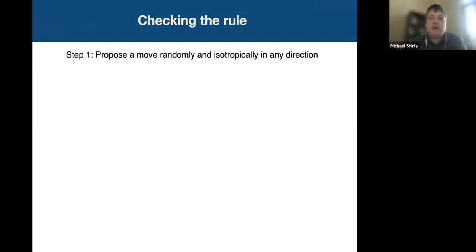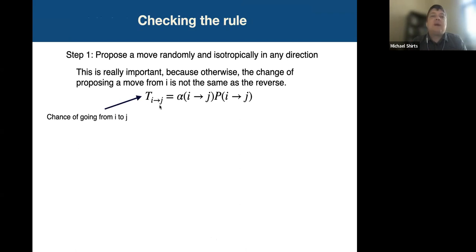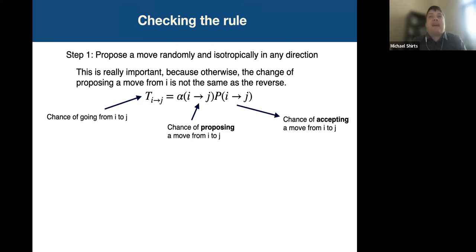Okay, let's check to make sure this is valid. Propose a move randomly and isotropically in any direction. Again, I'm going over this, you've probably seen it before, but the same algorithm is used for some of the enhanced sampling tricks as well. This is really important because otherwise the chance of proposing a move from i to j is not the same as the reverse. The transition probability, the chance of going from i to j, is a product of two things: a chance of proposing a move from i to j, and a chance of accepting that move.